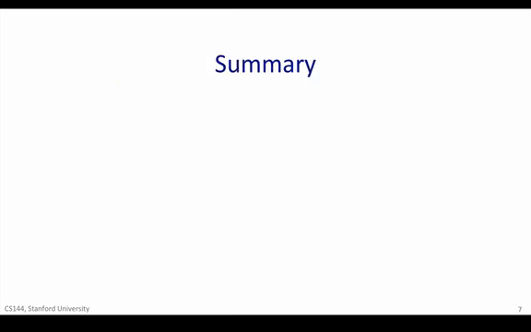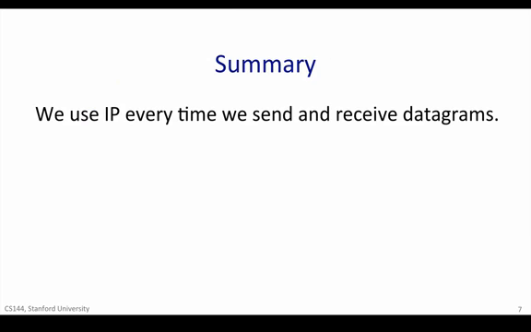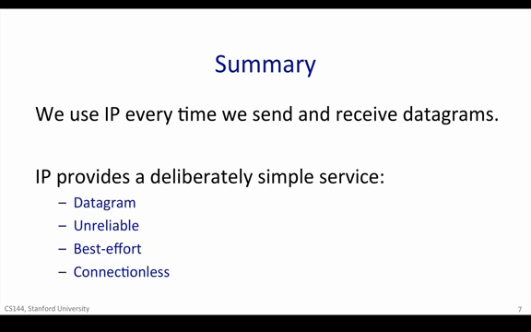So in summary, IP is very important. We use it every time we send and receive packets in the internet. IP provides a deliberately simple service. It is a simple, dumb, minimal service with 4 main features. It sends datagrams, hop by hop, across the internet. The service is unreliable and best effort. There's no per-flow state making the protocol connectionless.